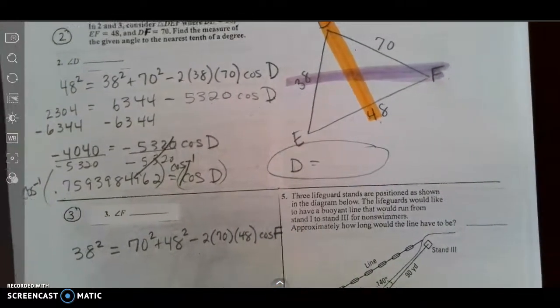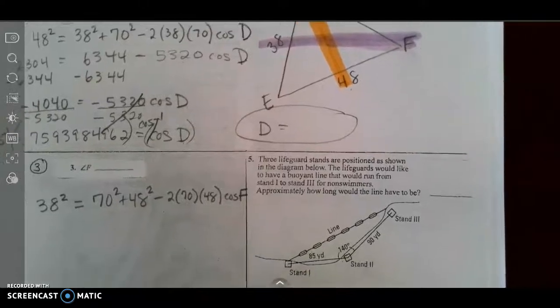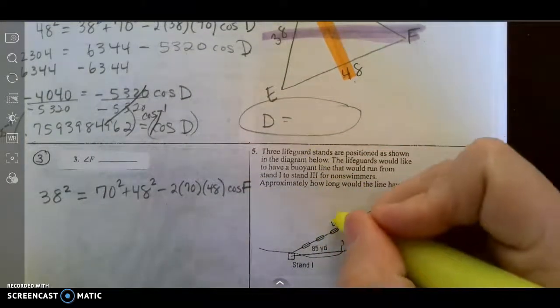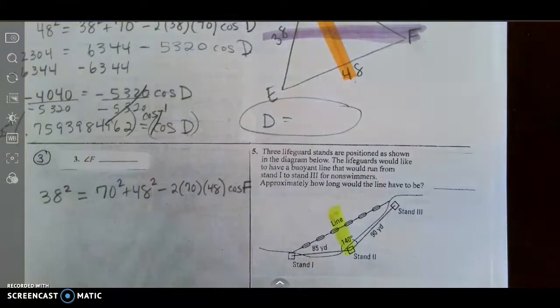Number 5, we've got 3 lifeguard stands positioned as shown in the diagram below. The lifeguards would like to have a buoyant line that would run from stand 1 to stand 3 for non-swimmers. Approximately how long should the line be? Once again, I have side angle side, so it looks like once again I'm going to be using law of cosines. Lots of practice with law of cosines.